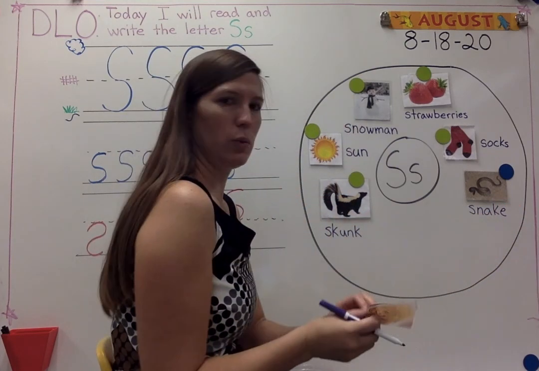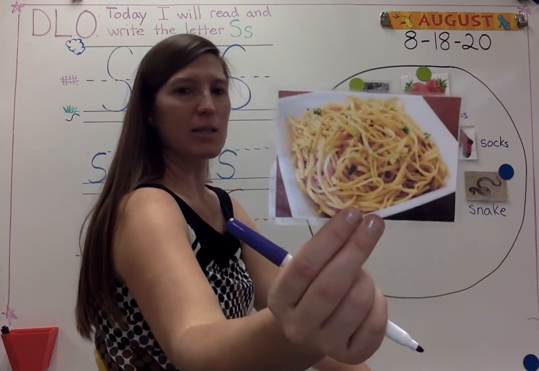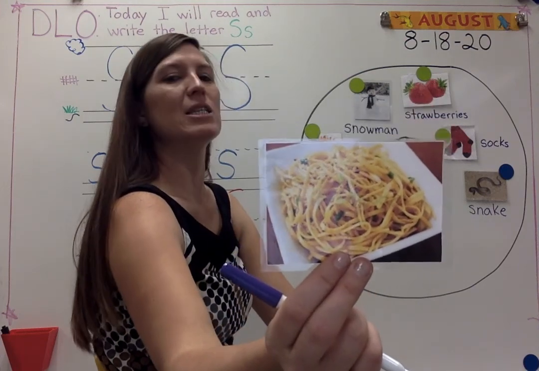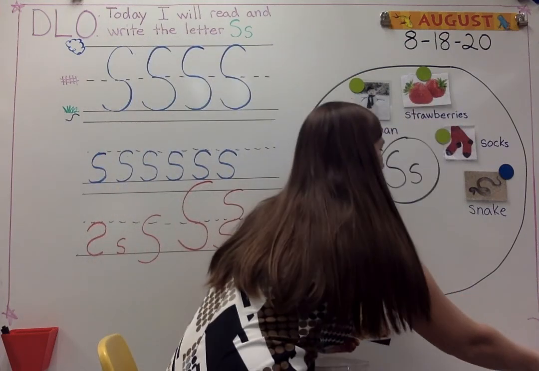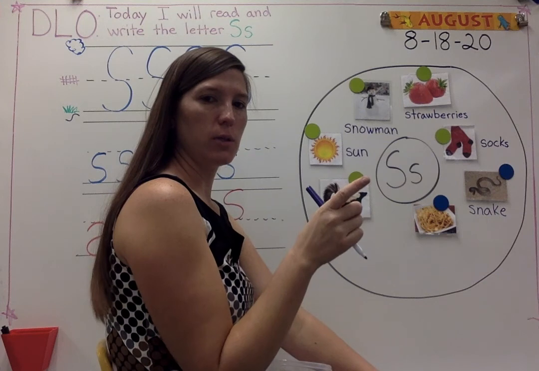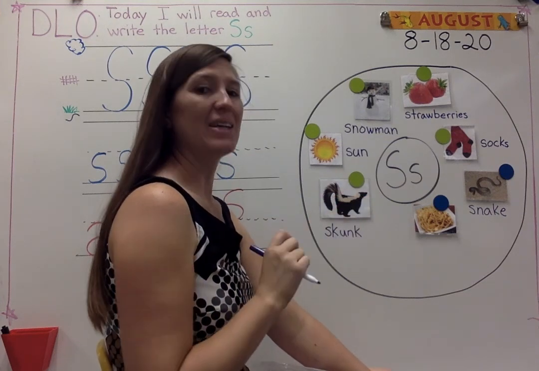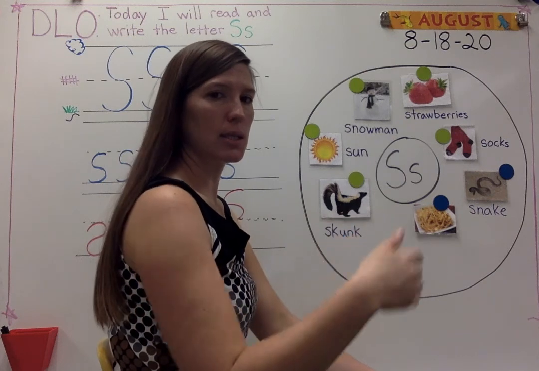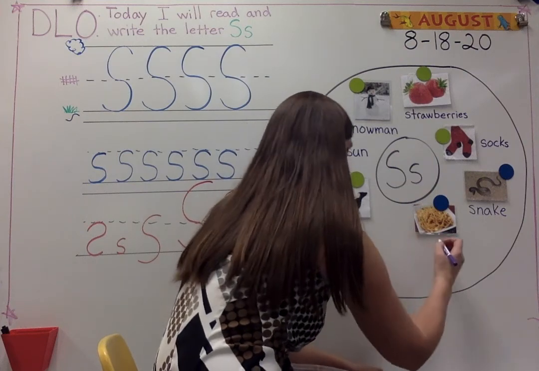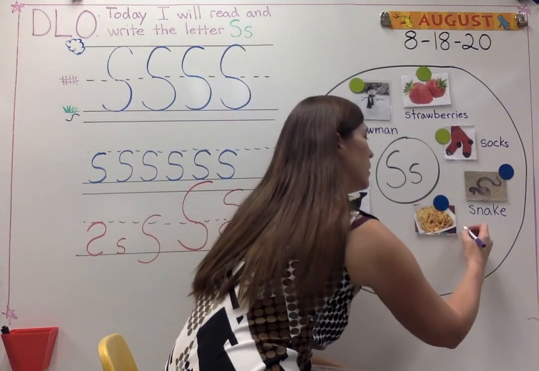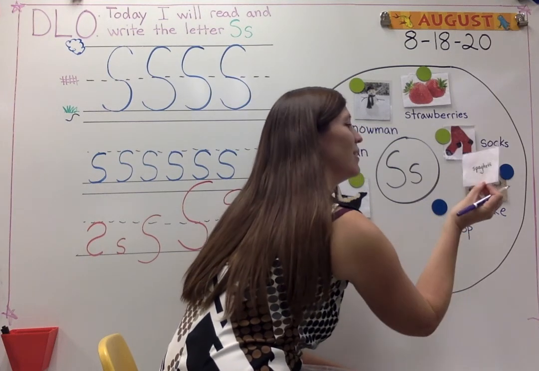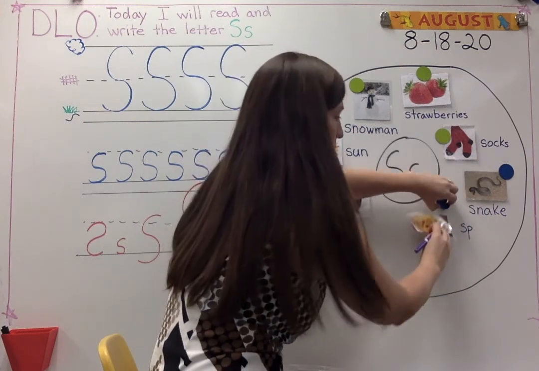Ooh, what kind of food is this? It's my favorite thing to eat. I could eat it for breakfast, at lunch, at dinner. I love spaghetti. What's the first sound, the initial sound, when we say spaghetti? S. What letter says S? Let's write spaghetti. I'll write it right here. I wrote the words on the back just in case.